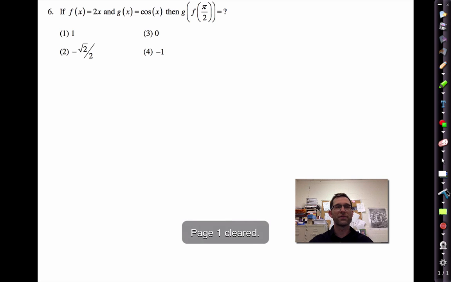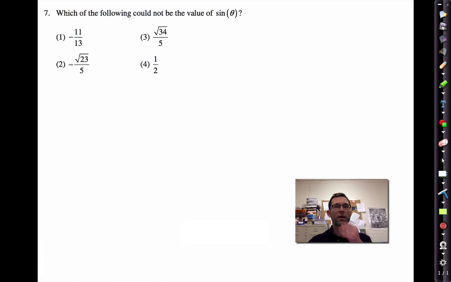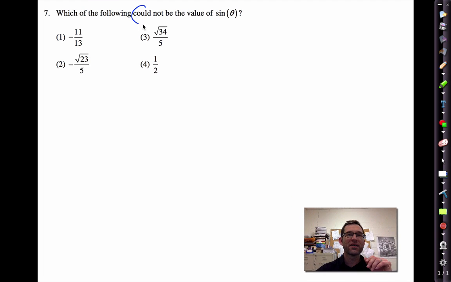Let's take a look at number 7. All right, which of the following could not be the value of sine theta? That seems like a weird question. Which of the following couldn't be the value of sine theta? Well, what do we really know about the sine function?